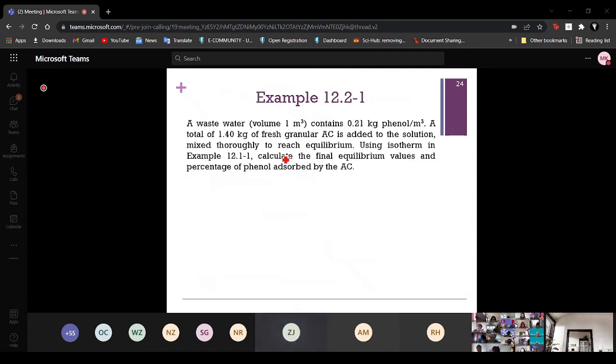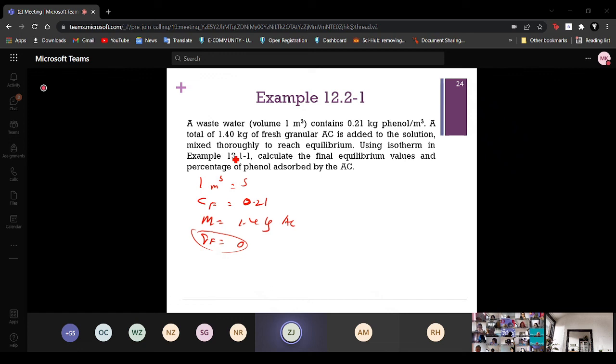Example, let's say example ni, you ada volume is 1 meter cube. So this is your S. Contain 0.21 kilo phenol. So this is concentration of initial 0.21. A total of 1.4 of fresh granular activated carbon. So the M is basically 1.4 kilo activated carbon fresh. So fresh meaning that you punya QF gonna be 0 lah. There's nothing in the adsorbent lah. Dia punya solute. Biasa fresh is 0. Kalau kata dia guna regenerated, maybe you akan ada some value of QF. Alright, so calculate the final equilibrium.